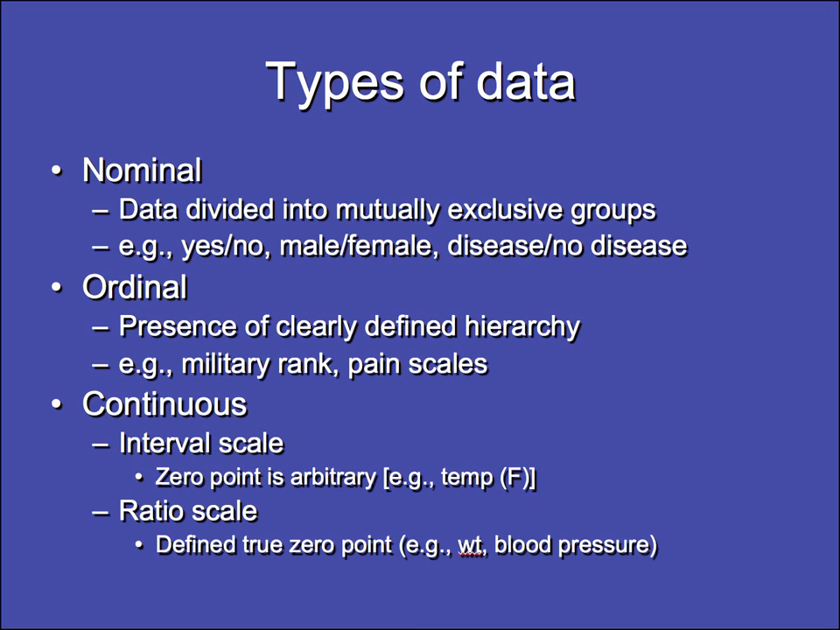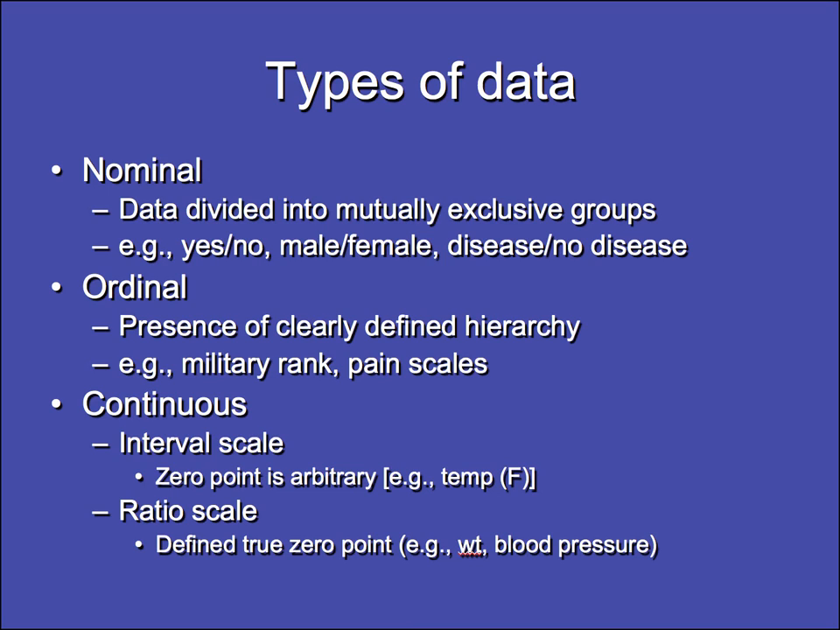So we have nominal, ordinal, and continuous data. Nominal is when data is divided into mutually exclusive groups or buckets of data. And this could be males or females, yes or no, the patient died or lived, they have the disease or they don't have the disease. Nominal data does not have any hierarchy, whereas ordinal data does.